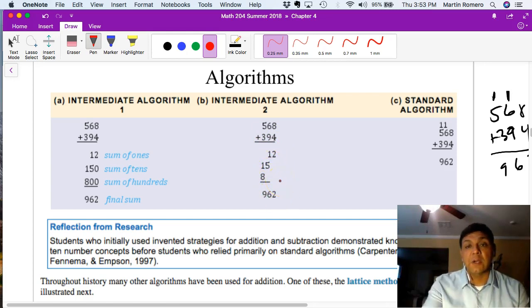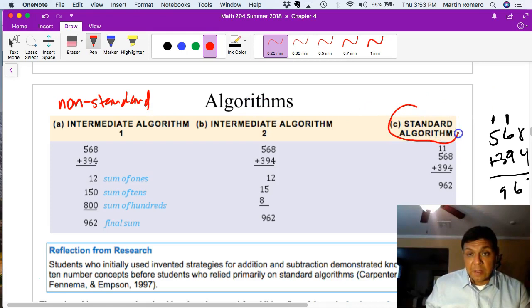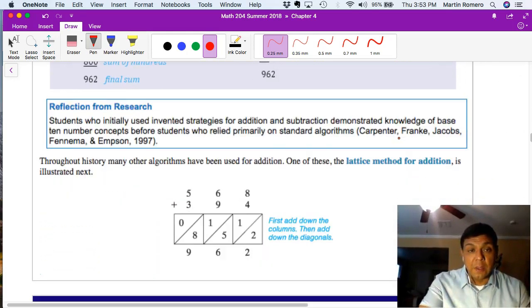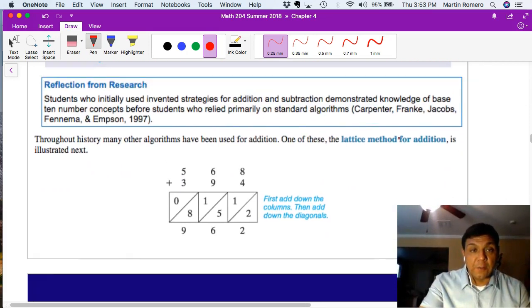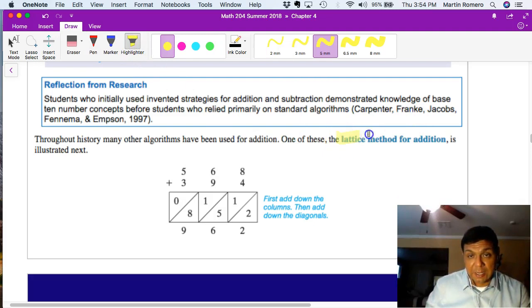So that is something we call non-standard, right? These intermediate algorithms, this is the standard. Some people might call this non-standard. And we can use the word standard because that's what's done in how we teach it in schools. That leads us to another method you're going to try for homework. It's definitely non-standard or non-traditional. It's called the lattice method for addition.